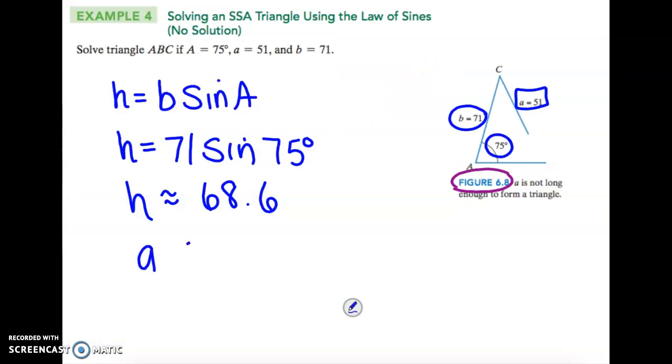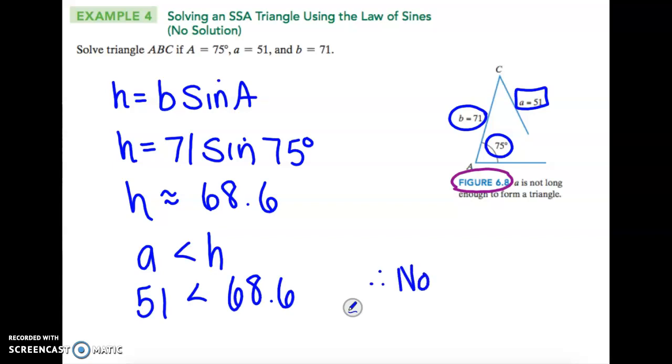a is less than h. Our a value was 51. Our height was 68.6. Therefore, no triangle can exist, because here would be our height, which is longer. All right, so there's our first video with the ambiguous case.